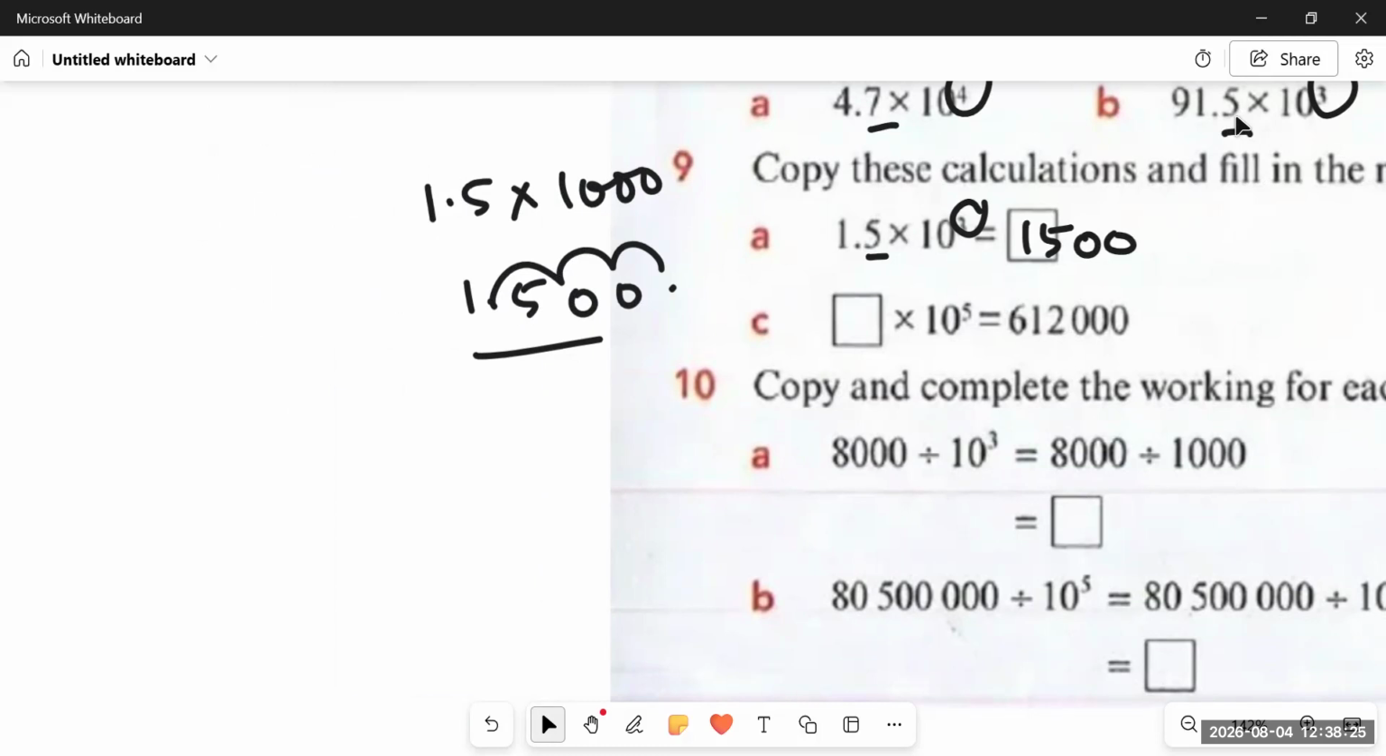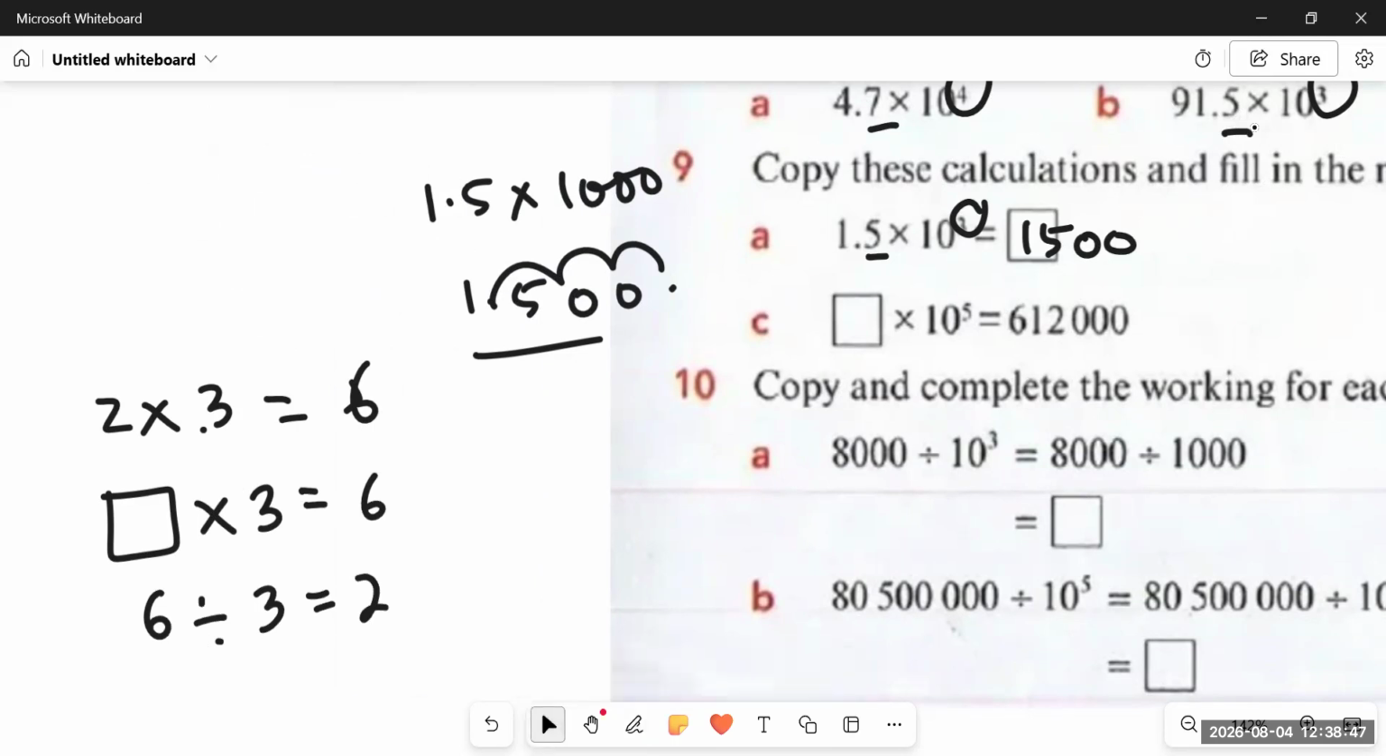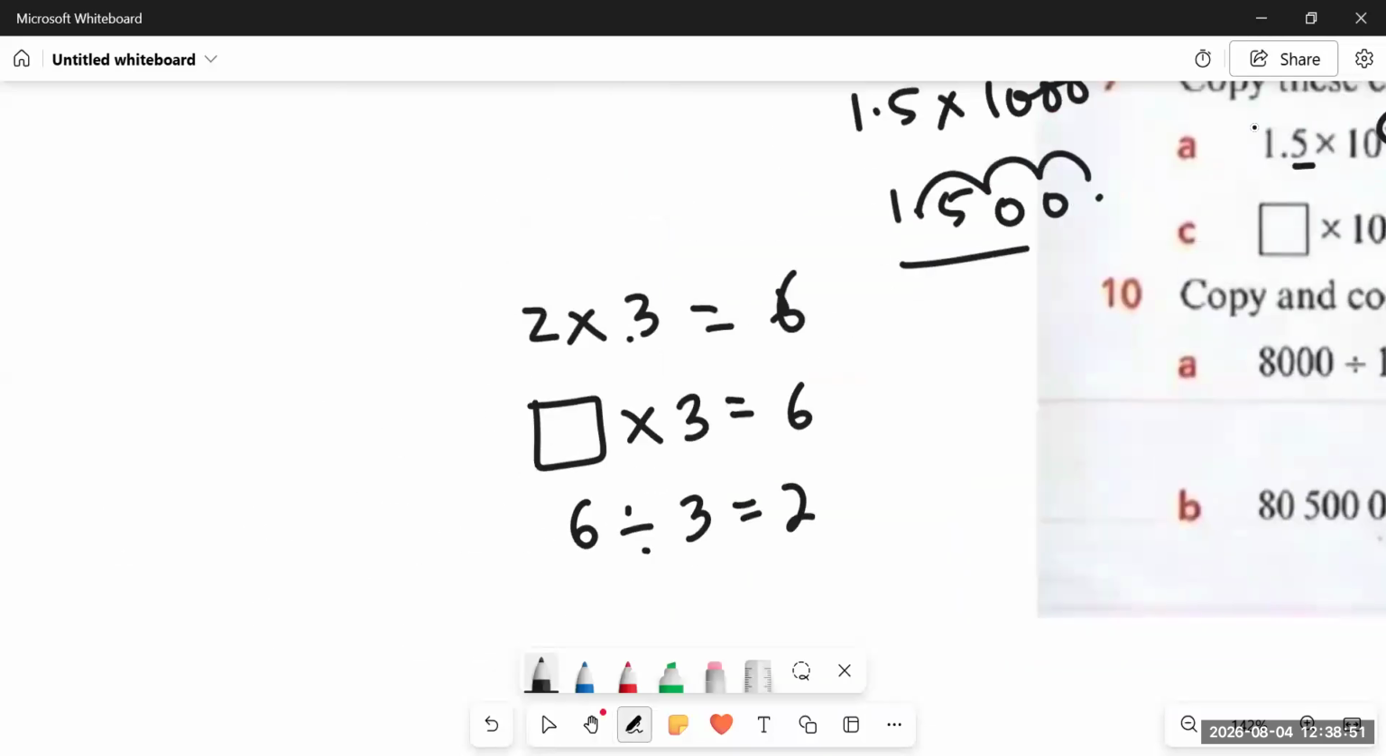So this time we have to do the inverse operation. Because we have, like, 2 multiplied by 3 is 6. So if 2 is missing, what do we do? We do the inverse operation. This time we take 6 and divide it by 3 to get the answer. 6 divided by 3 is equal to 2. So the same thing happens over here. We have to take 612,000 divided by 10 power 5. So this is how we will do it.